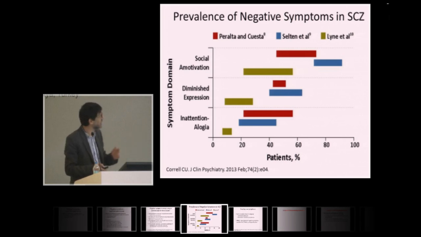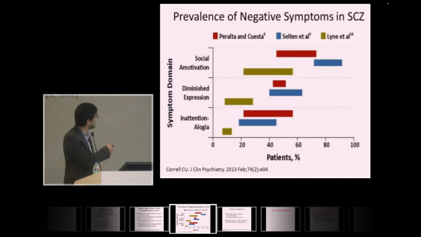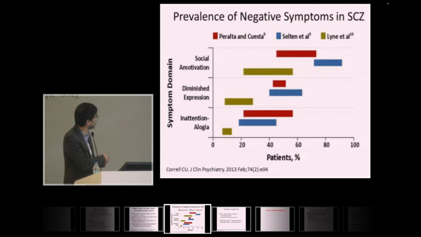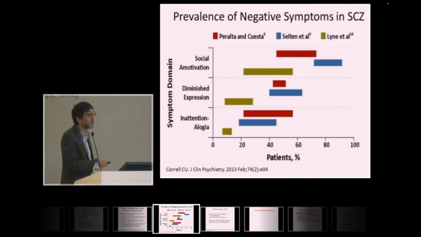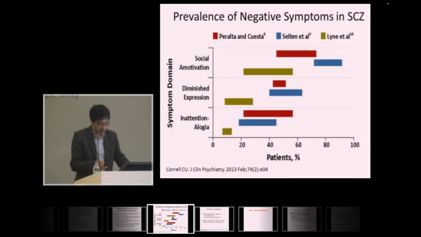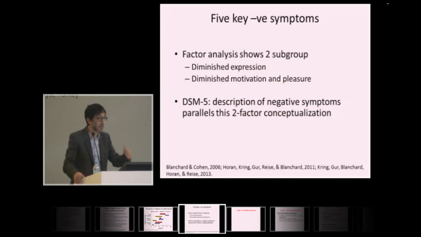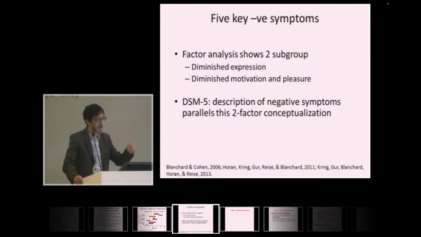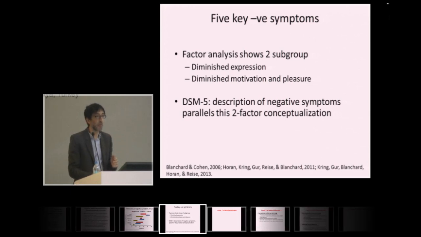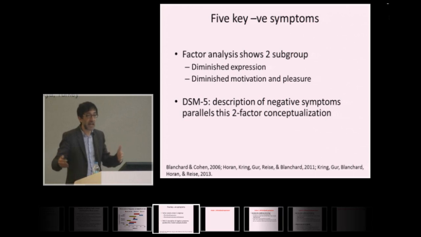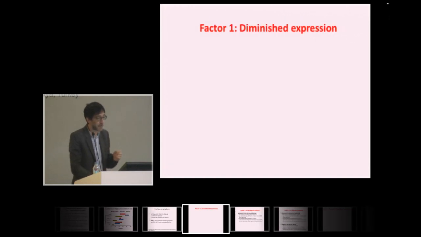These are a number of studies that measured the prevalence of negative symptoms. The symptoms have been broken down into different groups, and I'll say a little bit about those shortly. But you can see these symptoms are common, and on average at least half of patients have significant negative symptoms. It's important to appreciate that multiple factor analyses show that negative symptoms can be divided into 2 groups, and DSM-5 has encapsulated this 2-factor division. So let's look at these 2 factors.